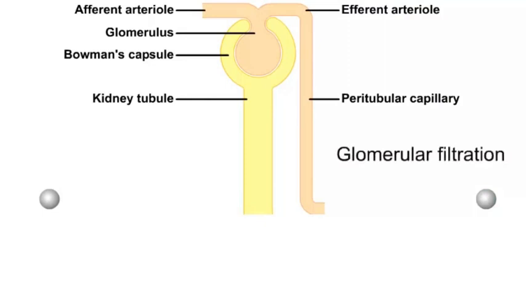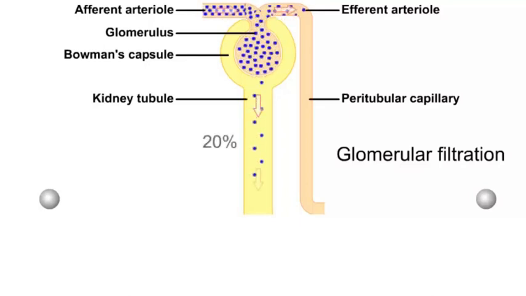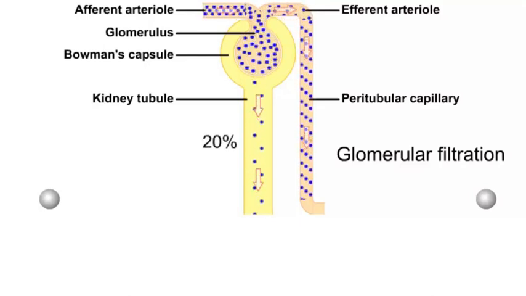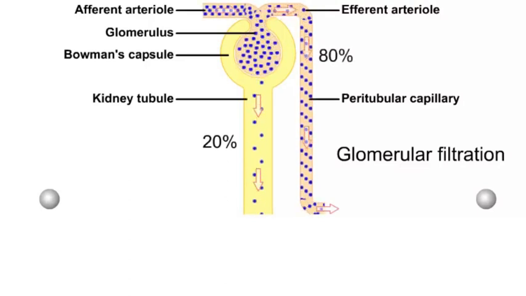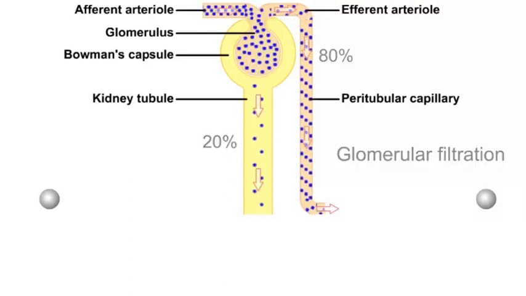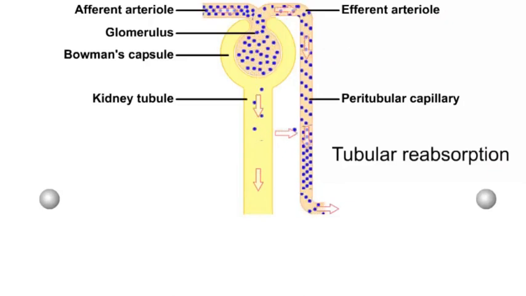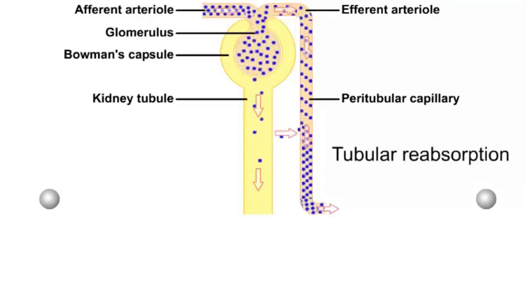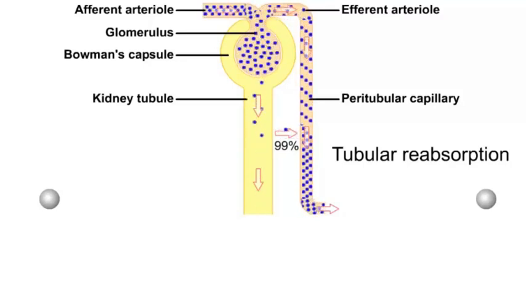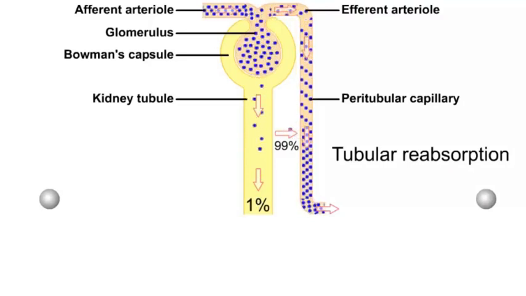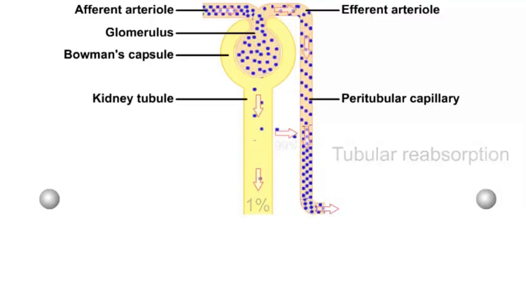Urine formation begins with glomerular filtration. Let the dots represent plasma constituents. Normally about 20% of the plasma that enters glomerulus is filtered, and the other 80% leaves through the efferent arteriole. Tubular reabsorption occurs as the filtrate flows through the tubules and substances of value to the body are returned to the peritubular capillaries. On average, over 99% of the filtered plasma is reabsorbed and conserved for the body. The remaining 1% contains unwanted substances and is eliminated in the form of urine.